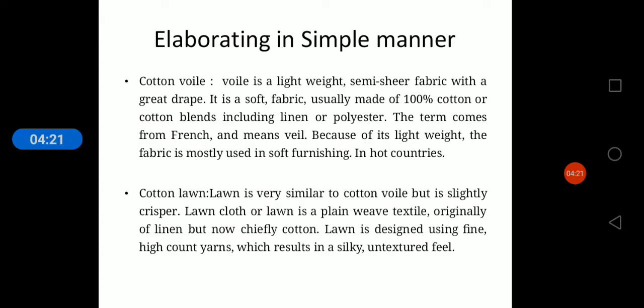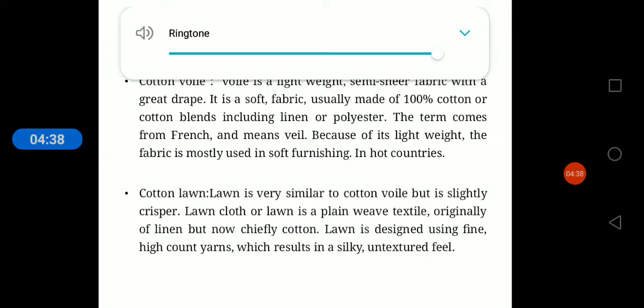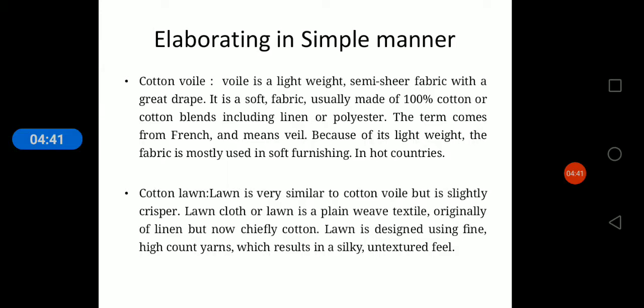Elaborating in a simple manner, cotton voile. Voile is a lightweight, semi-sheer fabric with a great drape. It is a soft fabric usually made of 100% cotton or cotton blends, including linen or polyester. The term comes from the French and means veil. Because of its light weight, the fabric is mostly used in soft furnishing in hot countries. In hot countries the fabrics are very lightweight because the drape is very great. Hot countries depend upon cotton blends, linen and polyester also.